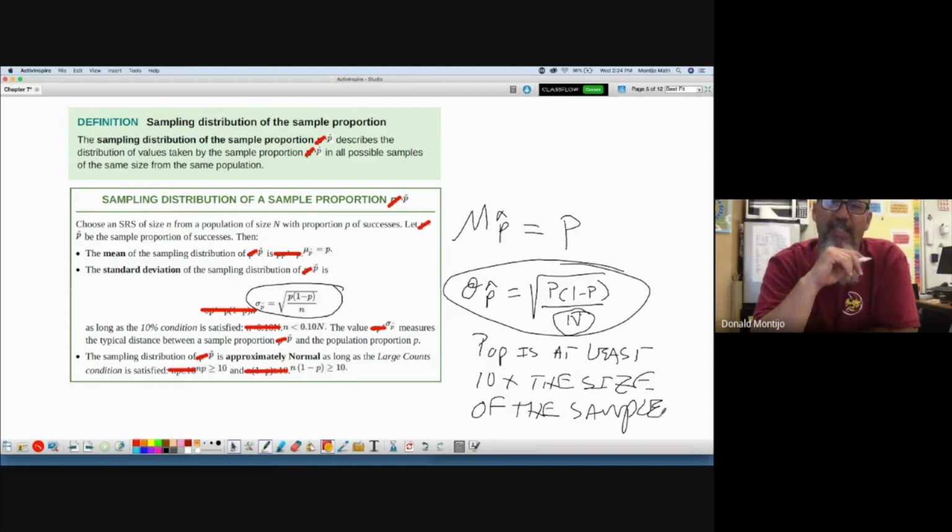If we look at size n equals 1,000, well, we'd have to make sure that there are more than 10,000 people living in the United States. We're safe there. Therefore, this formula for standard deviation could be used for that survivor problem. But as you can see, when we divide by n, as n gets bigger and bigger, the spread, or the standard deviation, is going to get smaller and smaller.